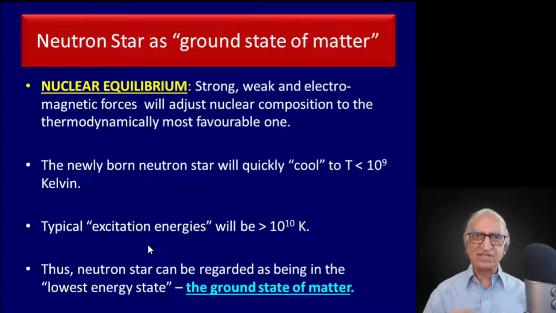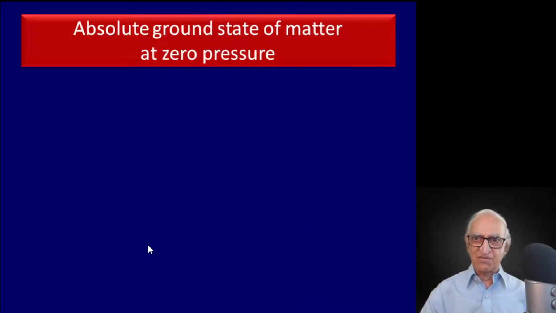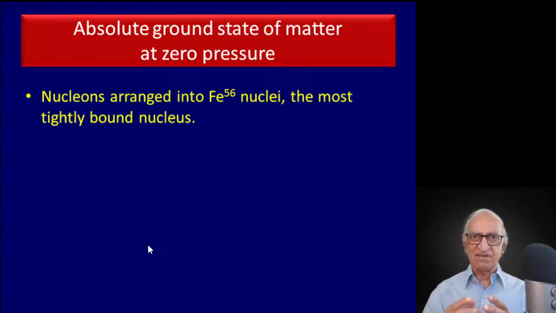And now let us ask the following question. What is the ground state of matter at zero pressure? Well, I have a collection of neutrons and protons and electrons. The total number of electrons is equal to the total number of protons, so it is electrically neutral. What is the lowest energy configuration of this matter?